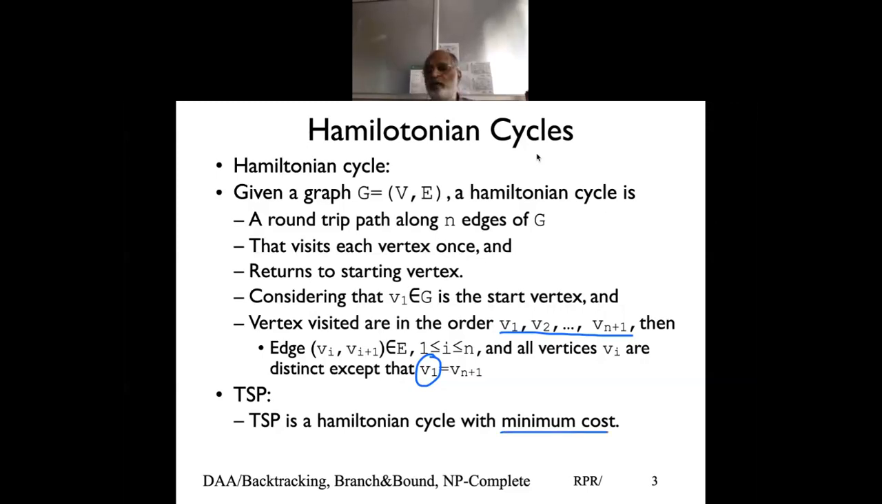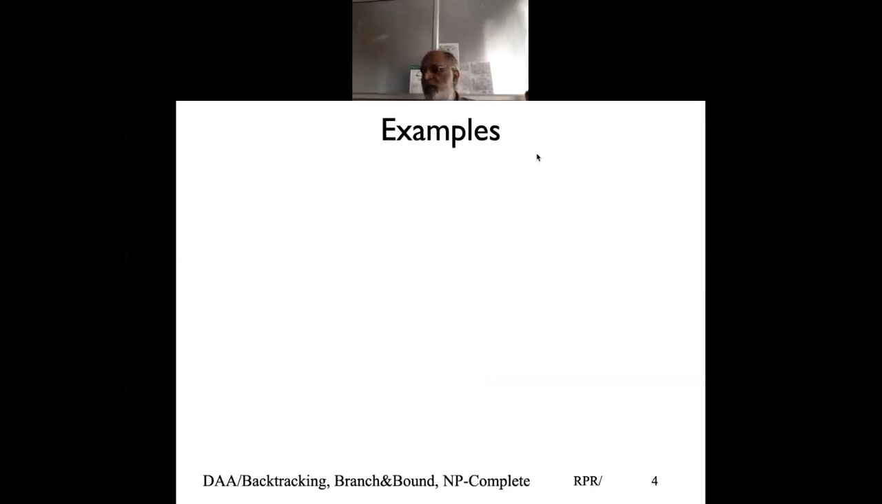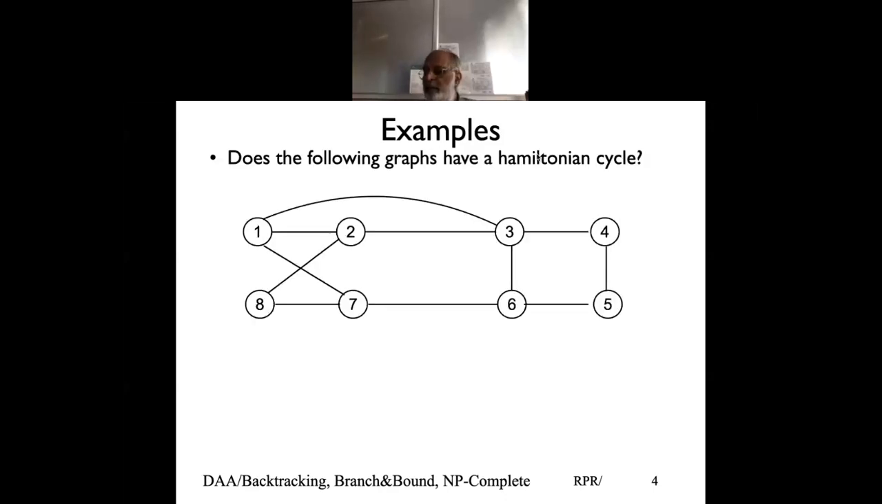We look at how, for a given graph, you find the Hamiltonian cycles. Just to make sure that we understand, let's look at the following graph. Does this graph of 8 nodes have a Hamiltonian cycle? And if so, what would the Hamiltonian cycle be? Would anyone like to answer? Is there a Hamiltonian cycle in this graph?